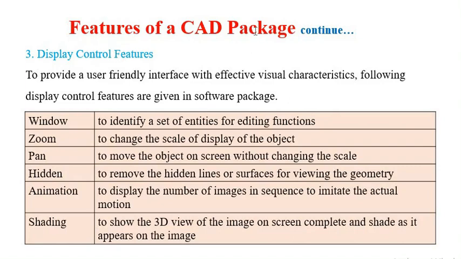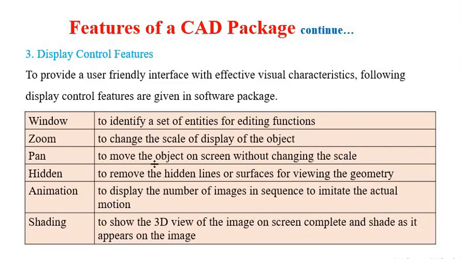Certain display control features are also provided in the CAD package. To provide a user-friendly interface with effective visual characteristics, the following display features are given in the software package: window, zoom, pan, hidden, animation, shading. Window means to identify a set of entities for editing functions displayed on the screen. Zoom means to change the scale of display of the object. We can zoom in and zoom out, enlarging or reducing the size of the component to get a clear view of the object.